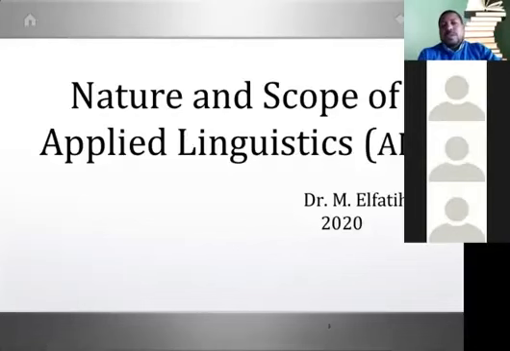Before we start this chapter, let me just justify the introduction of this chapter in this course. We can't study a discipline unless we know its nature and its scope, whatever it is, be it sociology, be it psychology, be it sociolinguistics, be it syntax, be it whatever discipline. The first thing that one needs to address is the nature and the scope of applied linguistics.